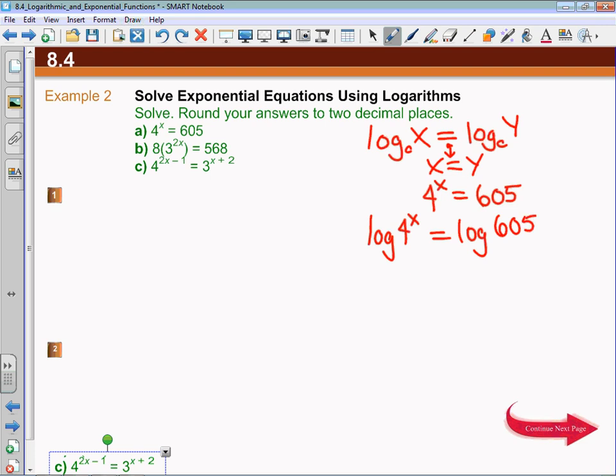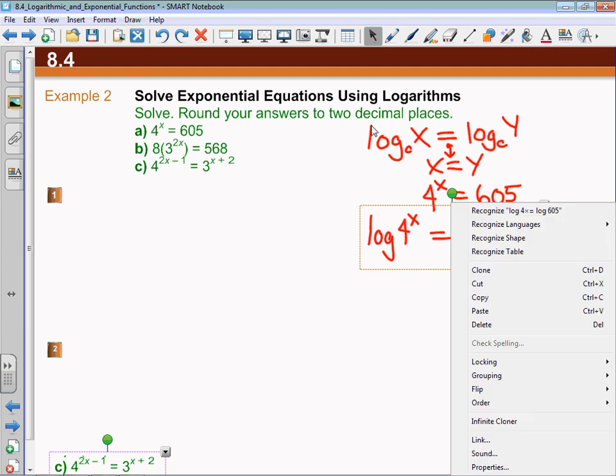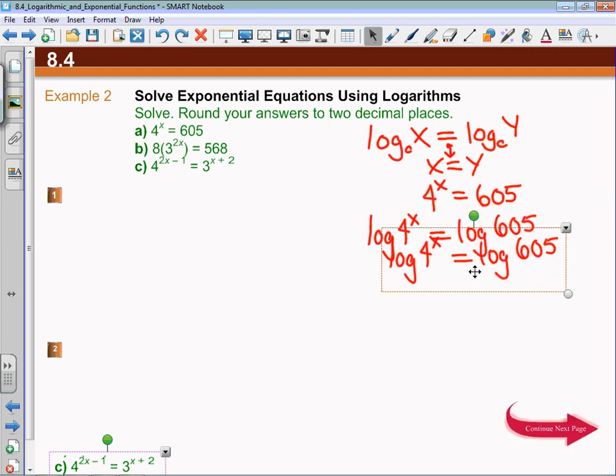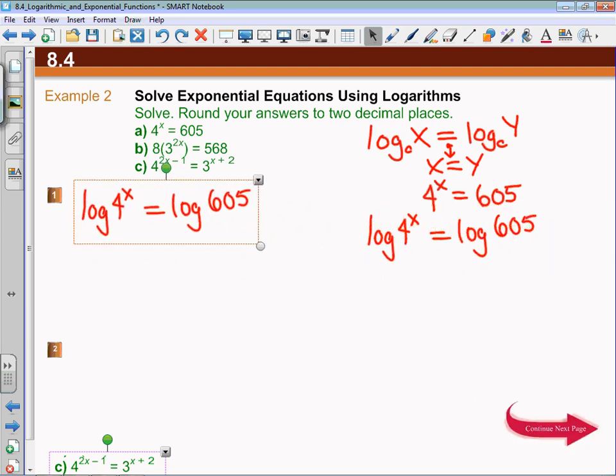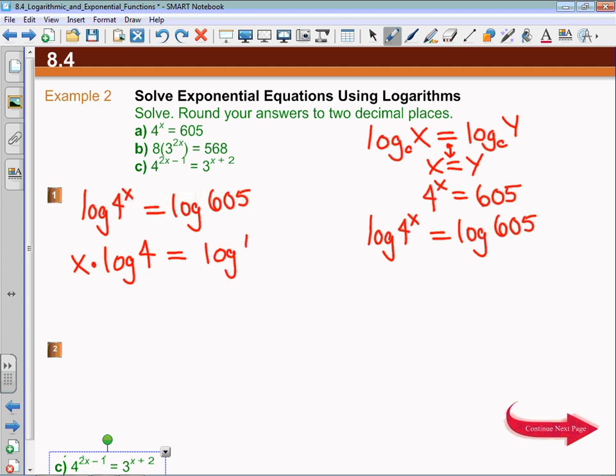Now, that might not seem like a big advantage, but we're just working that log form in the other direction. The reason why that is an advantage is that we can solve this, because one of our log laws, the exponential or power log law, allows us to manipulate this x out of the exponent. And so that's the first step that we do. We use our power log law to say that x times log base 10, because it's not written, of 4 is equal to log base 10 of 605.